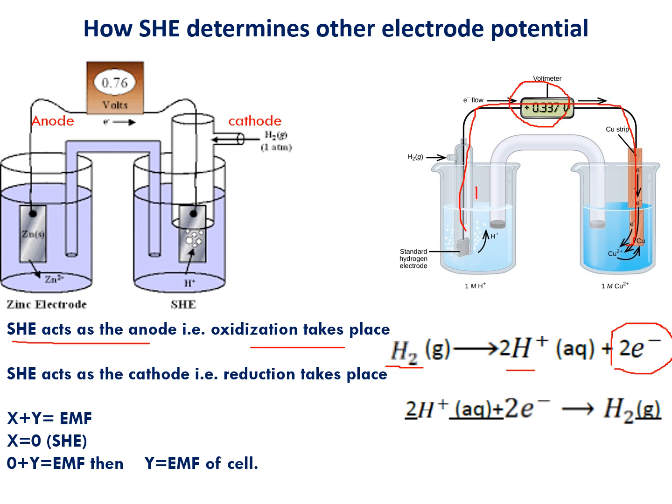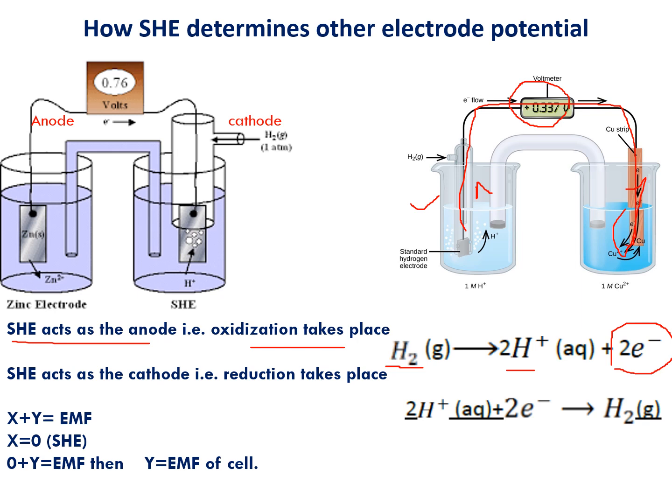Now x plus y is equal to 0.337, but we know the x value, the standard hydrogen value, is 0, so 0 plus y is equal to 0.337, then y is equal to 0.337. Like that we can determine the copper single electrode potential by using the reference electrode.